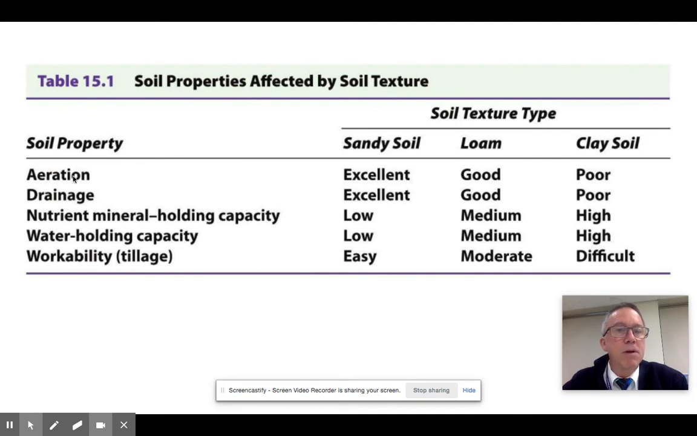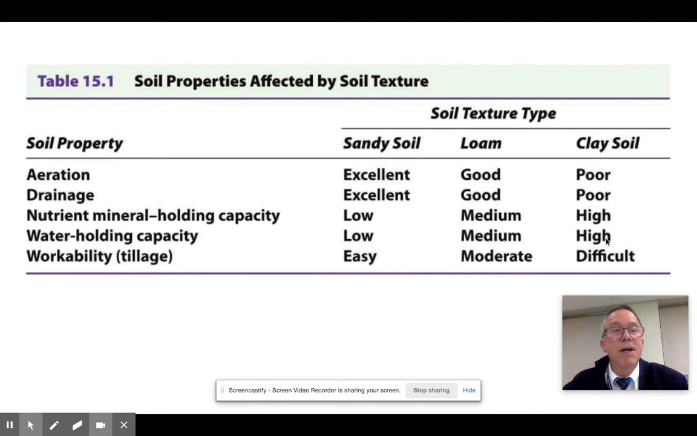Aeration, like how much air can you get in there? Well, sandy soils you can get a lot in. Clays you can hardly get any in. Drainage, well, sand drains great. Loam, pretty well. Clay-rich soil, hardly at all. The ability to hold water. Well, sandy soils can't hold much water. Loams have a medium ability.